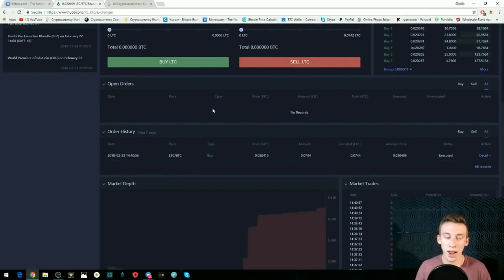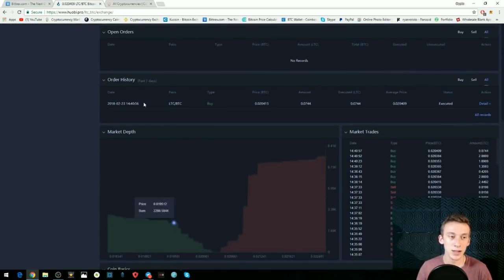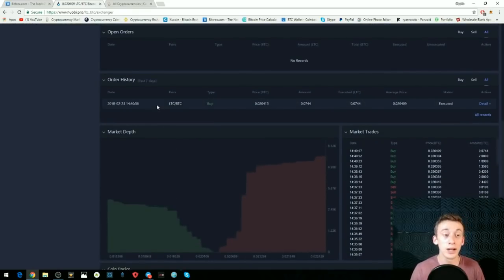But it went through practically instantly, and it went right down here where my order history is for the past 7 days, and you can see the date, the time, the pair. I bought Litecoin, the price I bought it for, the amount I bought, executed, average price, and status: executed, which means it went through, it was successful. And then you can look at more details, etc.